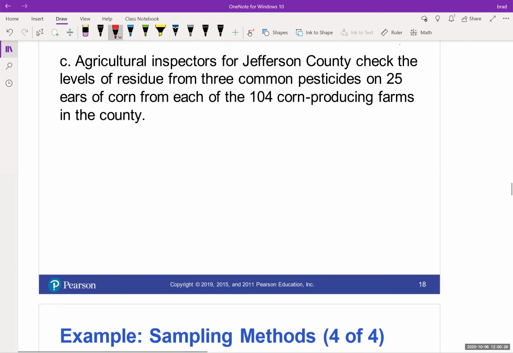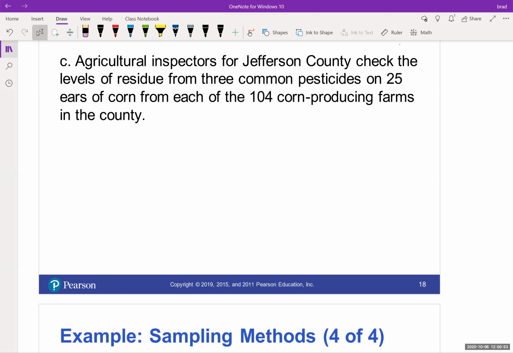Sorry, guys, I lost my notes for a second. Agricultural inspectors for Jefferson County checked the levels of residue from 3 common pesticides on 25 ears of corn, each of the 104 corn producing farms in the county. Okay, so each farm may have a different pesticide to use. So the inspectors could consider corn from each farm as a subgroup or strata.